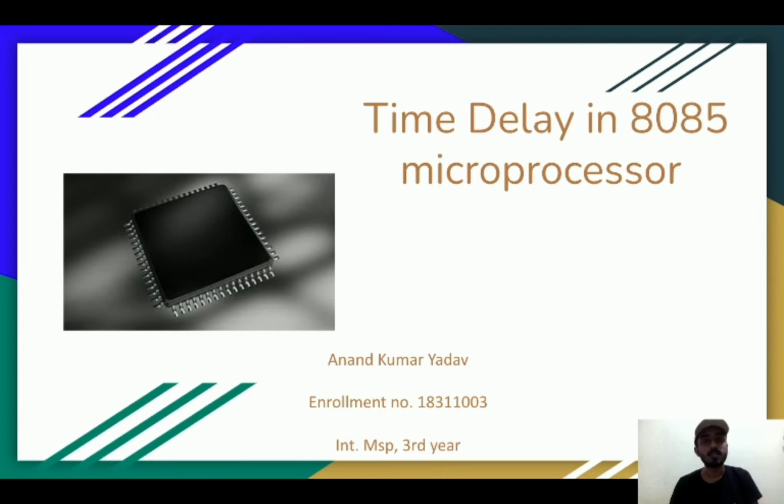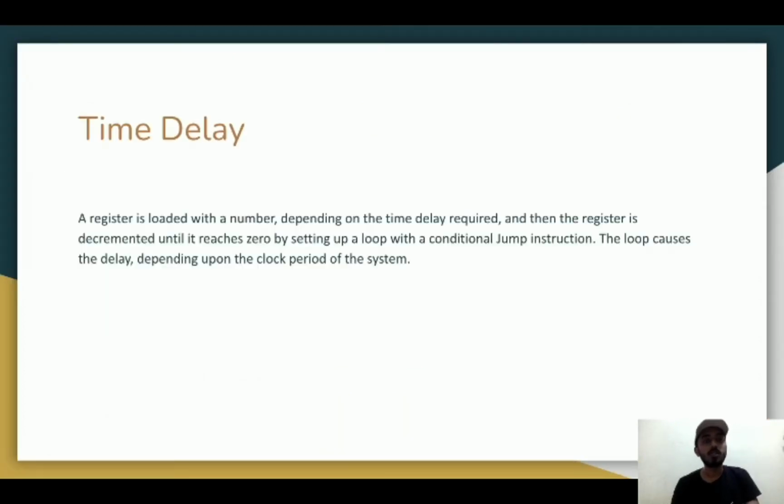So let's get started. Talking about time delay, what is done here is a register is loaded with a number depending upon the time delay required, and then the register is decremented until it reaches 0 by setting up a loop with a conditional jump instruction. The loop causes the delay depending upon the clock period of the system.